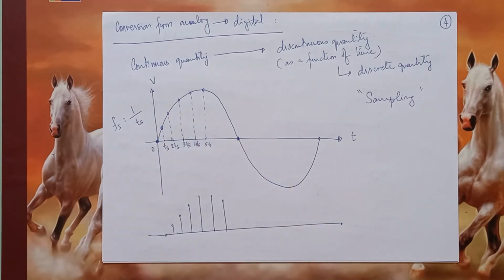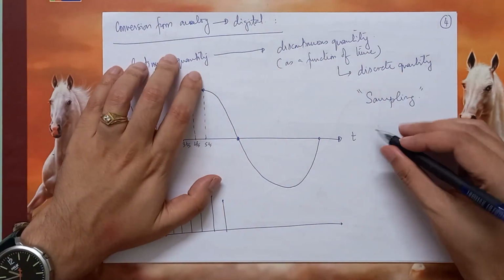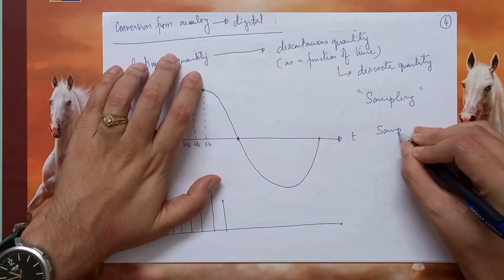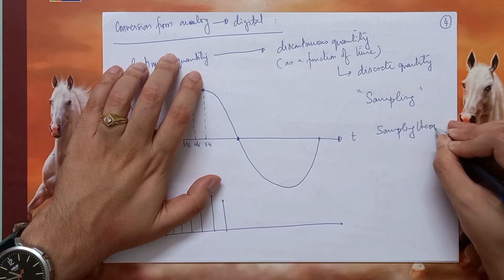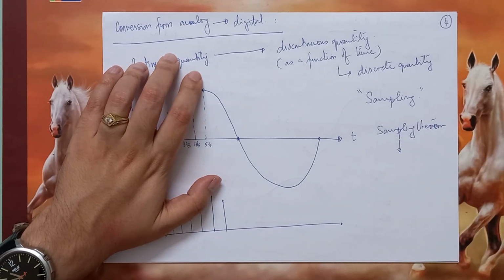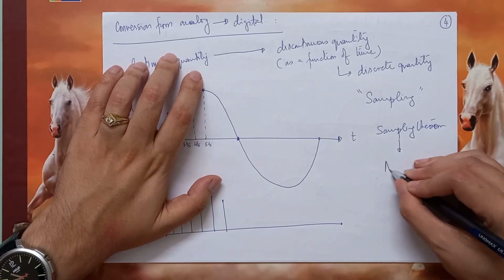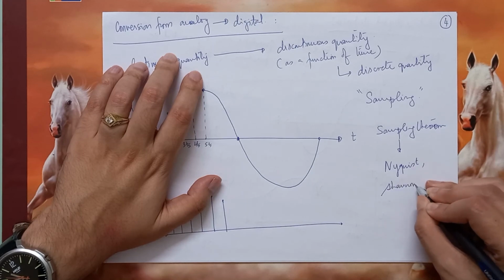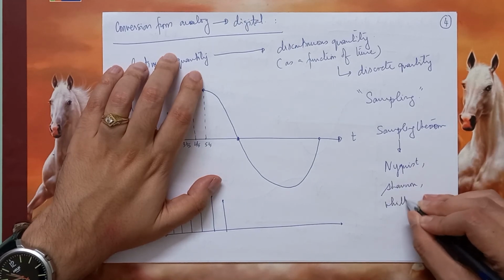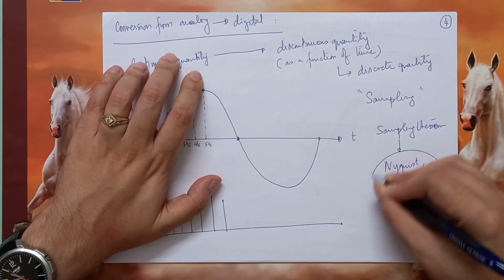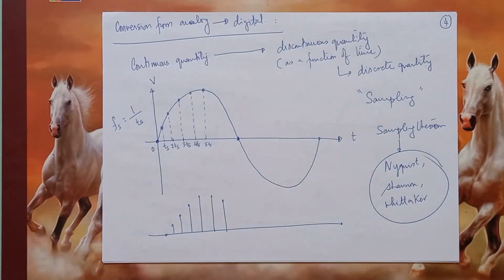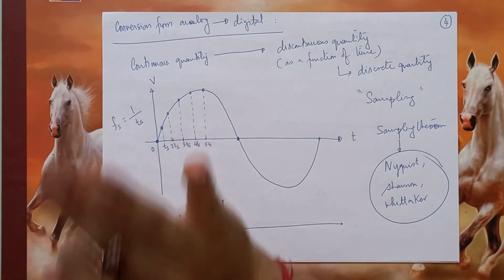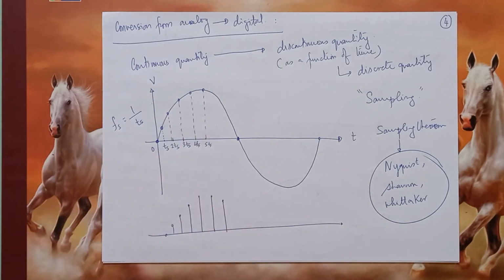Now, I will not get into the details of the sampling theorem. I will just let you know that the sampling theorem was proposed by a group of mathematicians whose names were Nyquist, Shannon, and Whittaker, who said that the sampling frequency should be above a certain value. Now, what that value is, is not of very much importance from this course perspective.